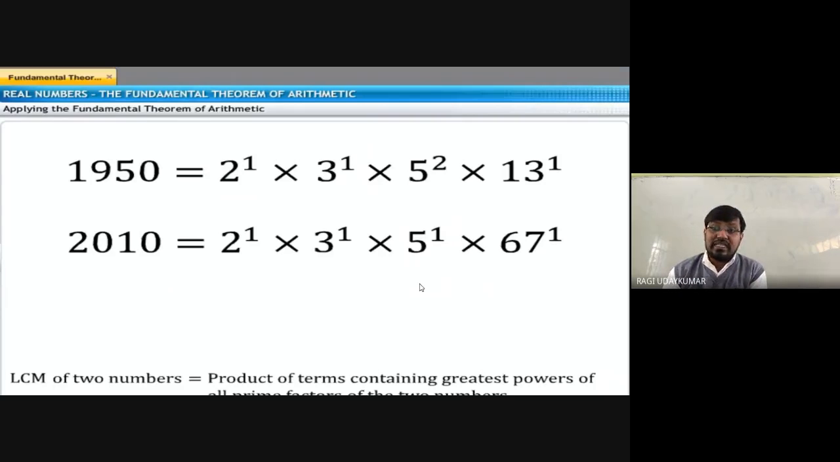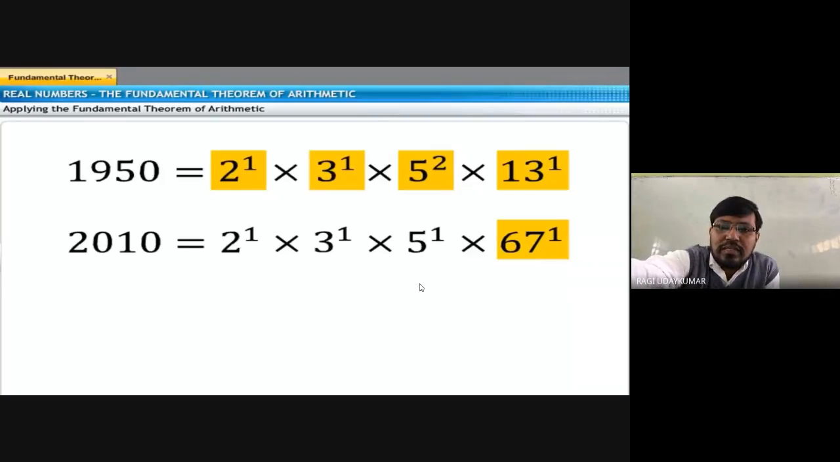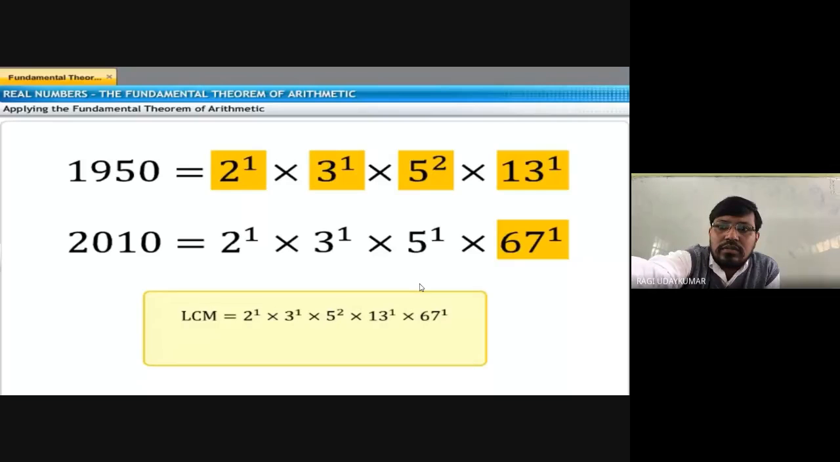And whenever you find the LCM, take the highest power of the prime numbers. In both, 2 power 1 is there, that is the highest. In both, 3 power 1, that is the highest, 3 power 1. And 5 power 2 is the highest. 13 is not present in both, but it should also be taken into consideration, 13 power 1, and 67 to the power of 1. These two also should be taken into consideration when you are finding the LCM of these two numbers. Okay?